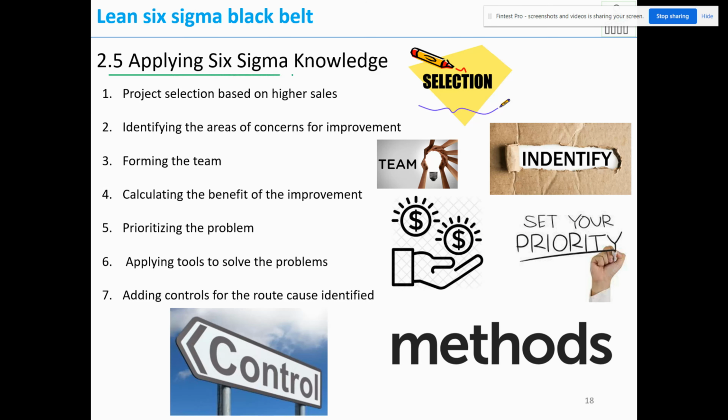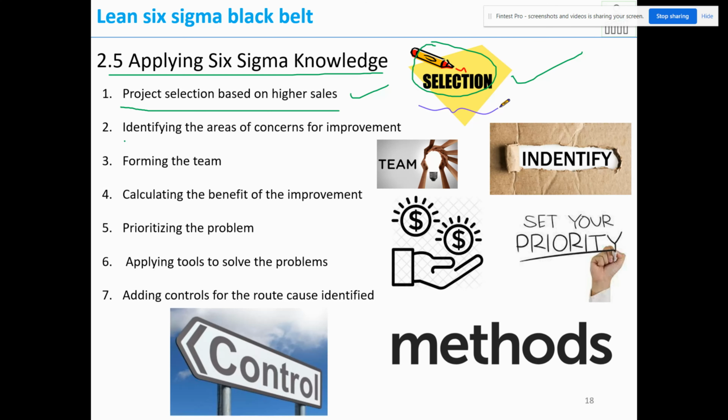Next, applying Six Sigma knowledge. The first one is project selection based on higher sales. There should be some criteria to select the project, whichever is giving more sales, or in other words, which has more rejection and higher sales of the particular product. If you select that, it will have more impact on the company's sales. So that is about project selection.